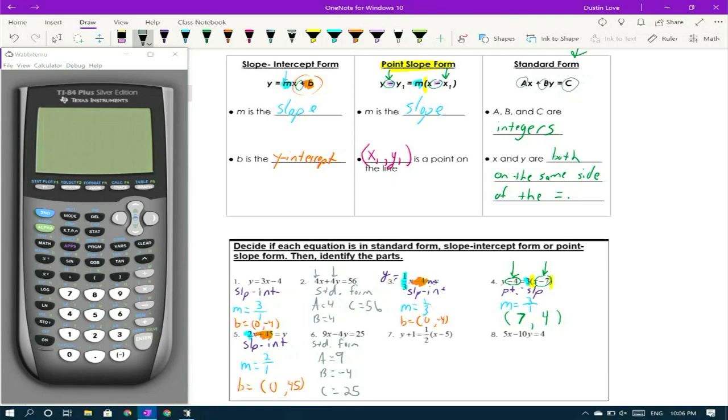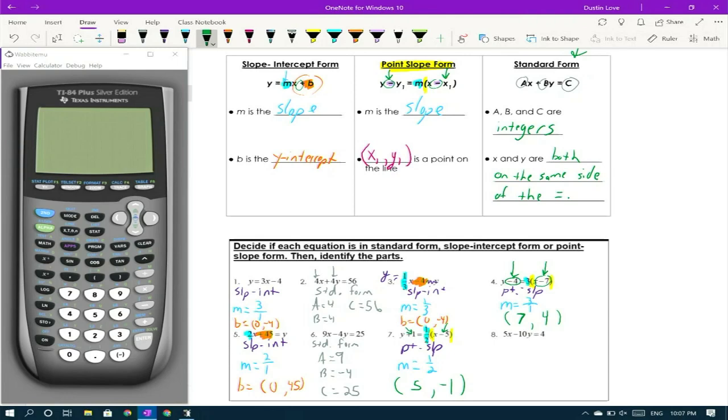All right, looking at number 7. Again, I see my telltale parenthesis signs, tells me that I am in point slope form. So let's go ahead and label our slope. The slope is the number in front of the parentheses, which is, in this case, 1/2. And now my x1, y1. In the x position, I've got -5. Let's make sure we change the sign to make that a +5. And in the y position, I've got a +1. And let's change that sign to make it a -1.